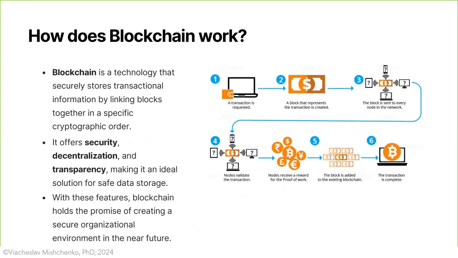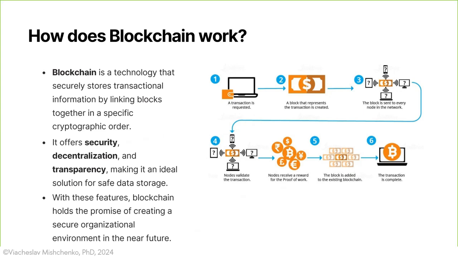And here is where it gets interesting, actually. In step three, this block isn't just stored in one place. Instead, it's broadcast to every node in the network. And when I say node, I really mean every computer that's part of this blockchain network. Step four is crucial for security because all these nodes validate this transaction independently, and they check if you have, for example, sufficient funds, if your digital signature is valid, and if everything follows the network's rules.